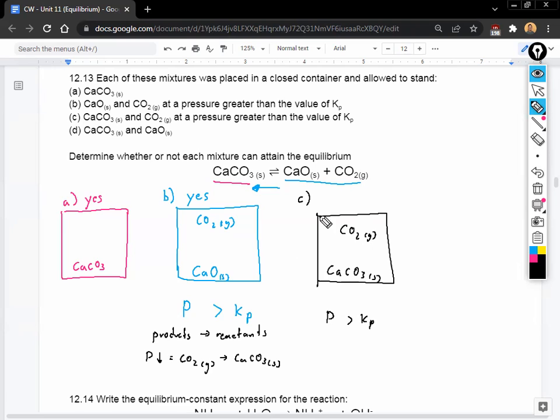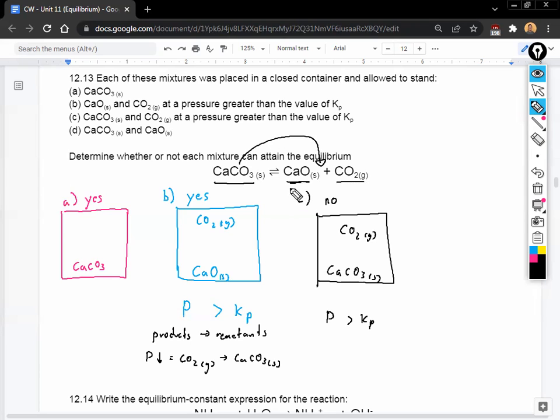Okay, so if we take a look at this, I'll just give you the answer right off the bat for this one. This one is going to be no, it will not reach equilibrium. The reason why it will not reach equilibrium is because if you notice, what do we have inside the container? We have the reactant and we have the product, right? Now, if we just look at it very simply, CaCO3 can decompose into CaO and CO2, right? But if you look at it, CO2 cannot turn into CaCO3 because it doesn't have CaO, right?